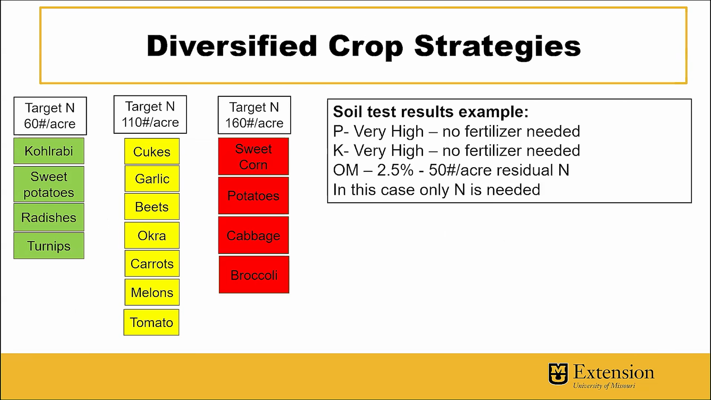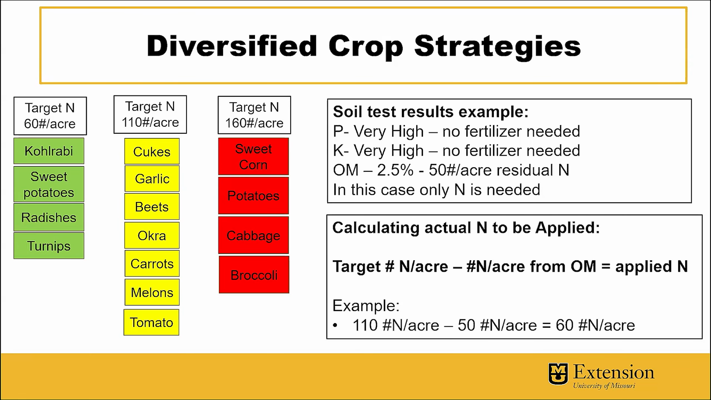And let's just say we have soil test results that have very high phosphorus and potassium, which is not uncommon on vegetable farms. And so we don't need any of those nutrients. Our organic matter is 2.5%, which means we will have 50 pounds of residual nitrogen released over the course of the growing season. And we only really need to worry about applying nitrogen.